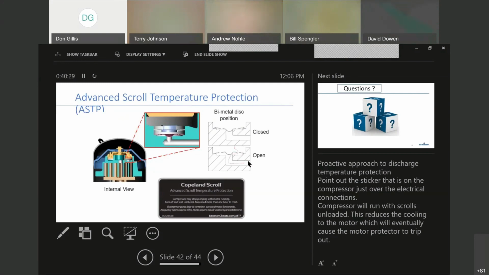It's a proactive approach to discharge temperature protection, okay? Remember the sticker, the decal. So if you're helping somebody troubleshooting something over the phone, it might be running but not pumping. You want to make sure they're not dealing with an ASTP. And again, misdiagnosed falls under that NFF on our pie chart we talked about earlier.